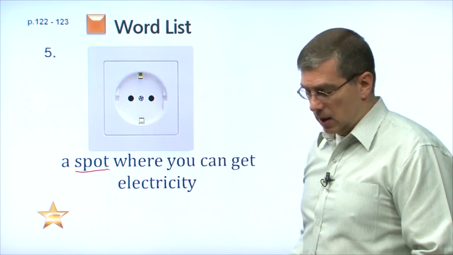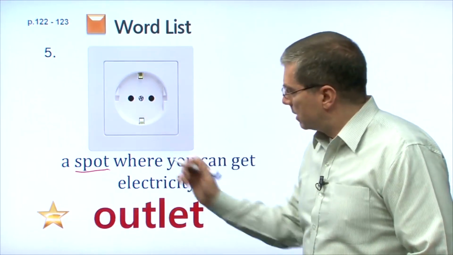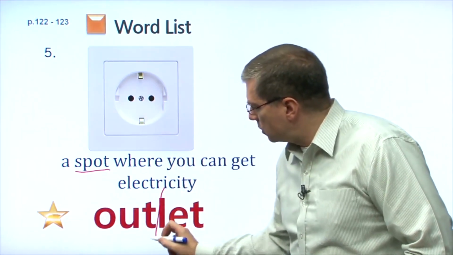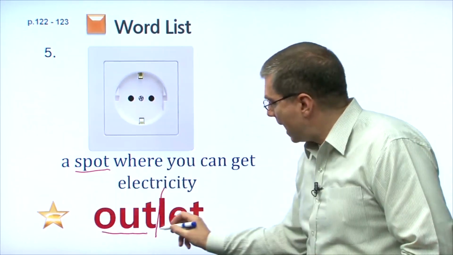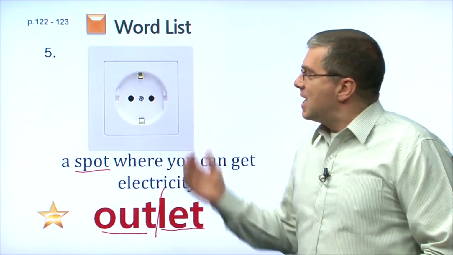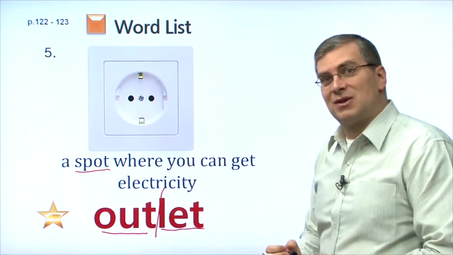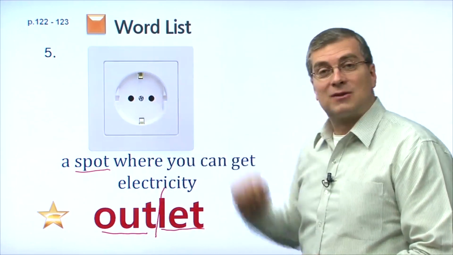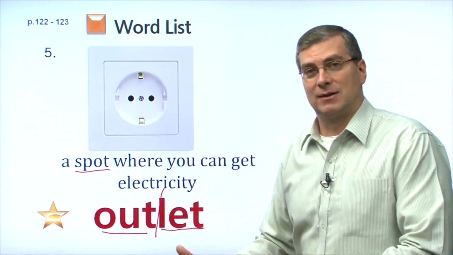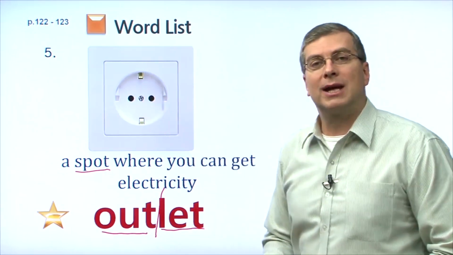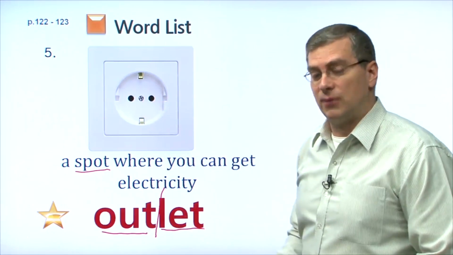You can get it from here. This is an outlet. Look, this is like two words. Out, going out, and let, outlet. Think of it this way. It lets the electricity out of this place. So you can get it and you can use it. It's an outlet. So this is where you can get your electricity. Okay? So that's very useful.